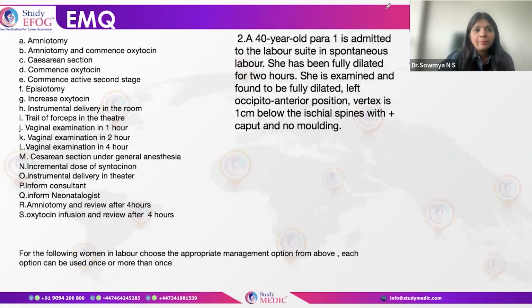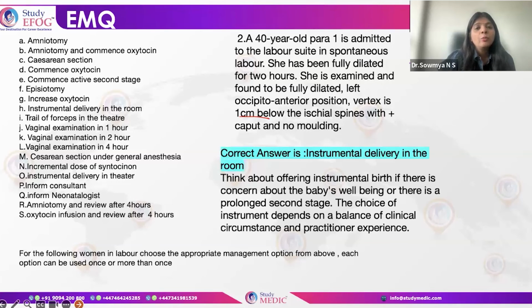And here, what I'm dealing with is a multiparous lady, fully dilated, examined, occipito anterior, vertex 1 centimeter below spine with caput and no molding. Again, because nothing is mentioned about the analgesia she is on, and she has been pushing for a longer time, I would go for instrumental delivery in the room itself because it is not 0. If it is at 0 and I expect that it's going to be a difficult delivery, I'm going to shift her to the theater.